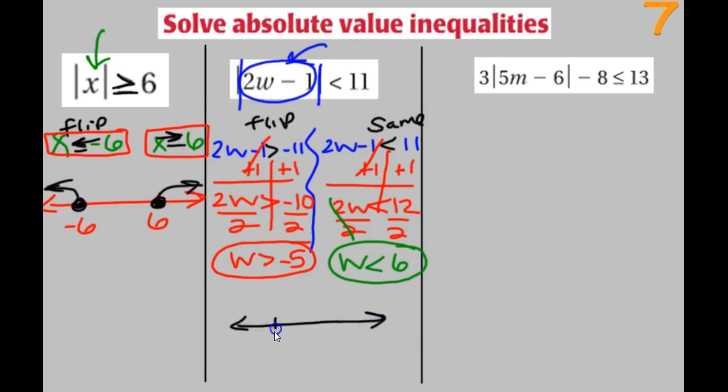So on our number line, we have negative 5, positive 6. Both of these are open circles. There's no equal to. These ones happen to be pointing together, at negative 5 to the right and at 6 to the left.